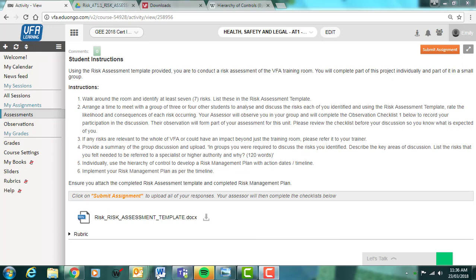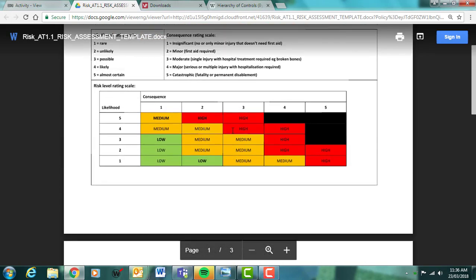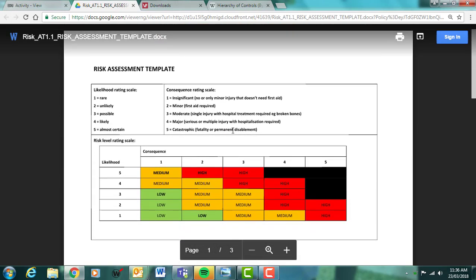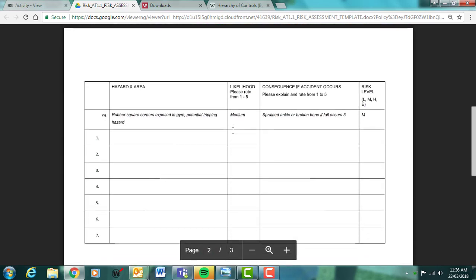If we have a look at the template, it's basically got a bit of a summary at the top which will help them complete it. On the second page, it's got space for them to write in what the hazard is and what the area is, the likelihood of that happening, the consequence if an accident does occur, and the risk level.